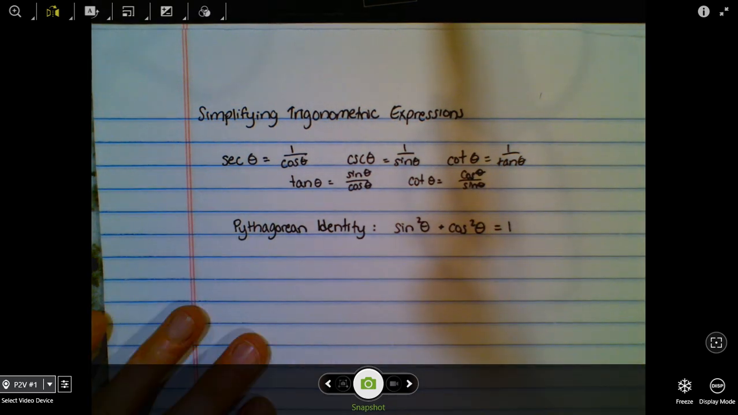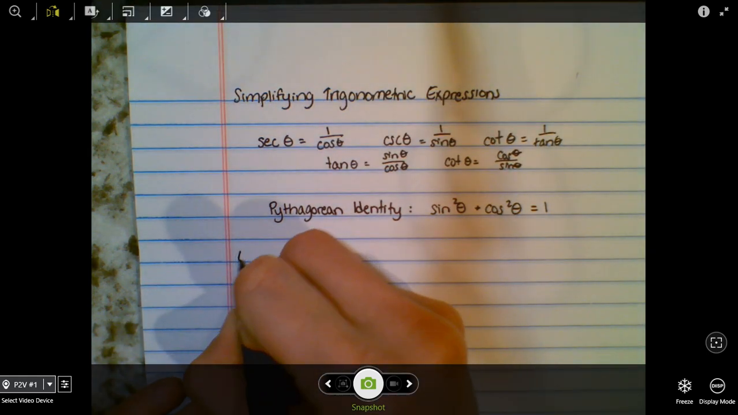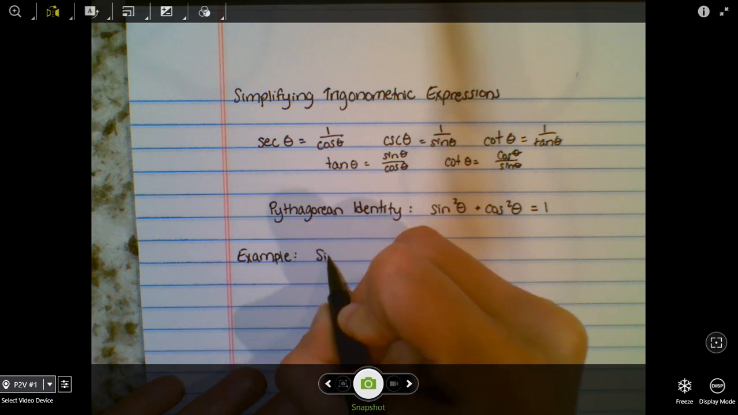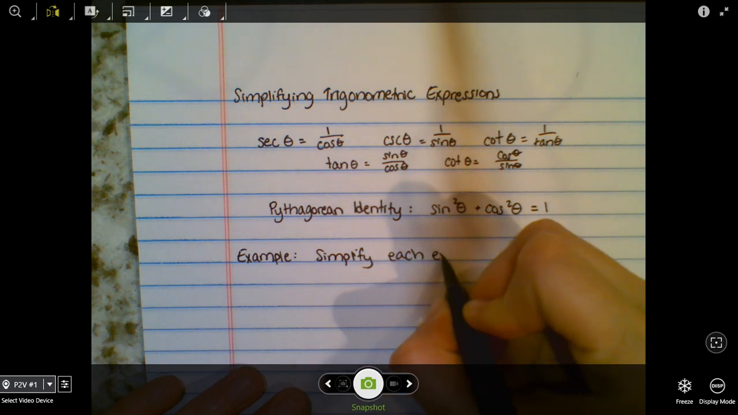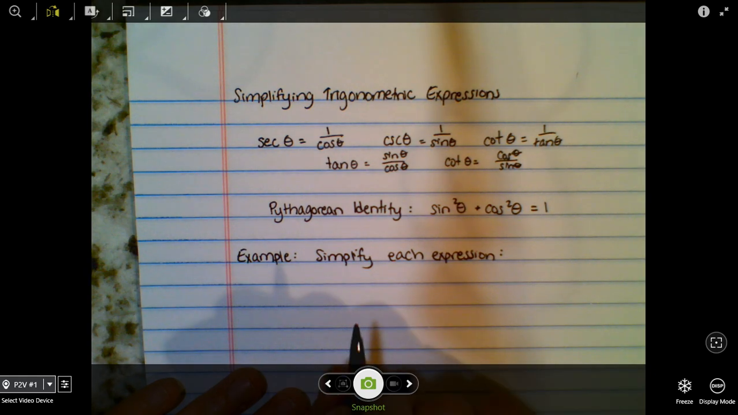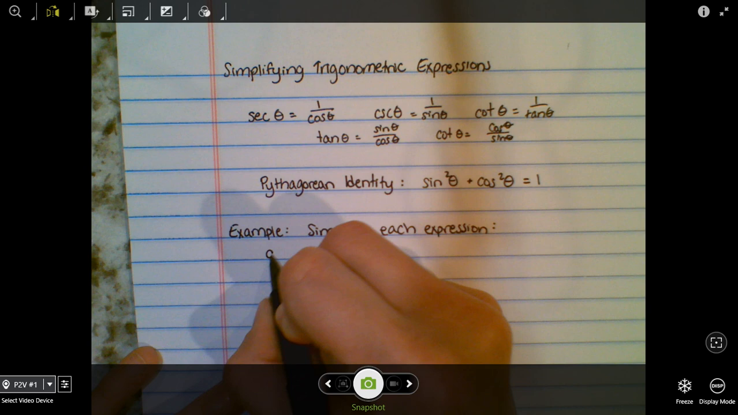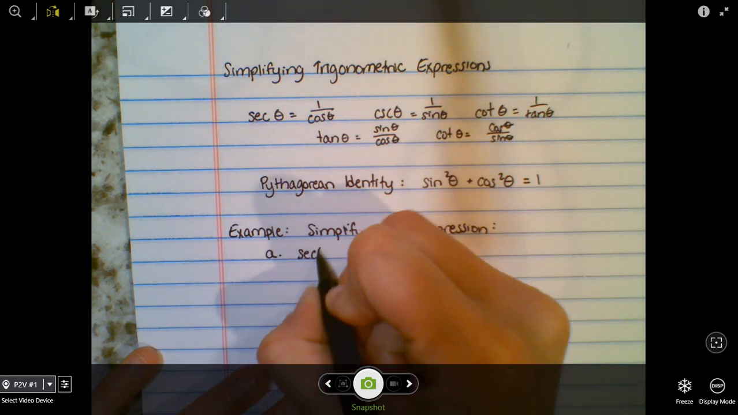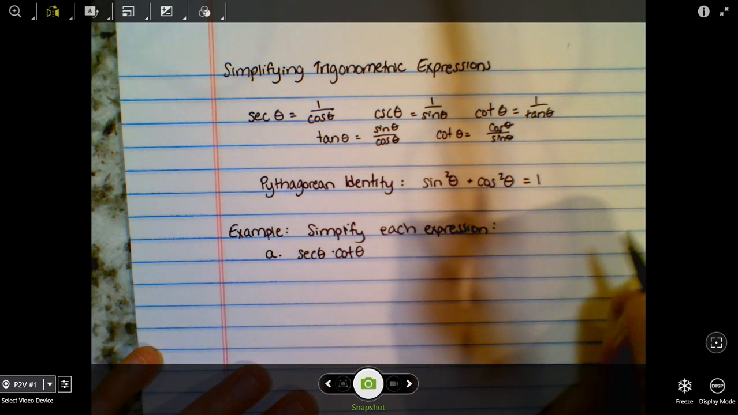All right, moving into examples with simplifying trig expressions. We're going to simplify each expression, and I'm going to do 2 examples here. Watch them both. The first one's quite a bit easier than the second one. So, simplify each expression. Part A, we are going to simplify the secant of theta times the cotangent of theta.